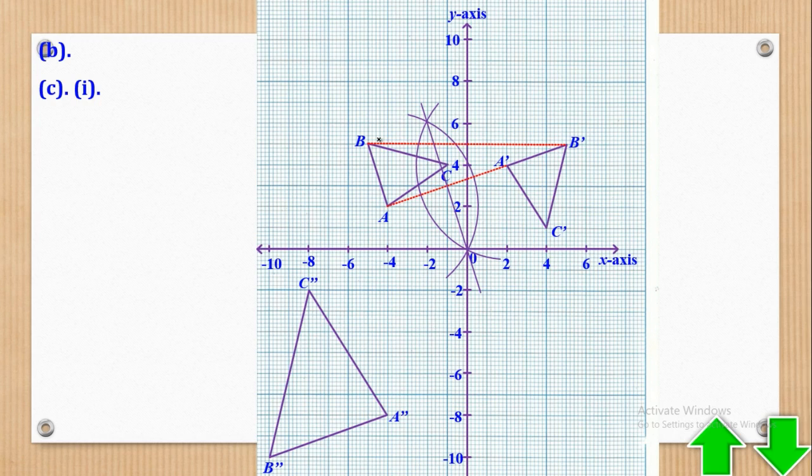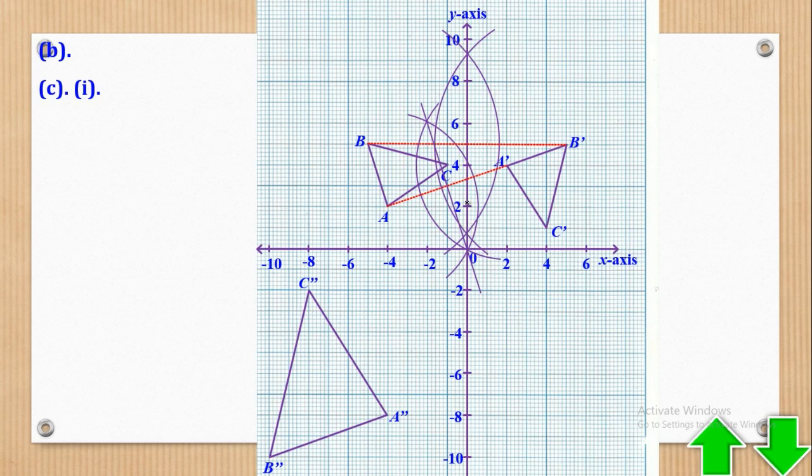What about the perpendicular bisector of B prime? I'll do the same. I'll put the compass at B and draw an arc, which is that. Then after that, I'll put the compass at B prime and also draw another arc without changing the width. Then from there, I'll draw a line through these two points. There is this and there is also this. So I realize that that line is the y-axis.